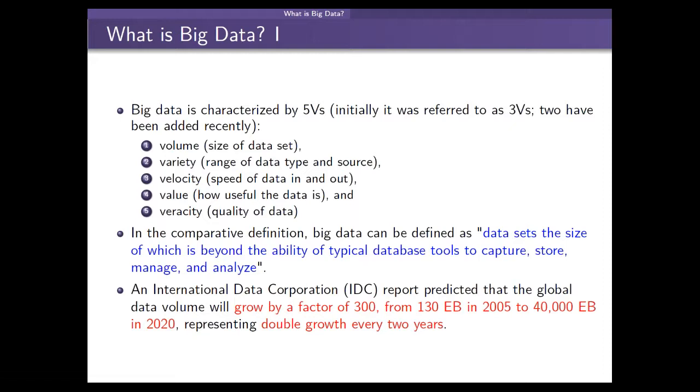As I told you before, it was 130 exabytes in 2005, and it is going to swell to 40,000 exabytes in 2020. That means it's a large amount of data. We cannot store it and we cannot process it with the traditional or existing methods. That's why research is going on into how to handle this big data. This data has been growing every 2 years.